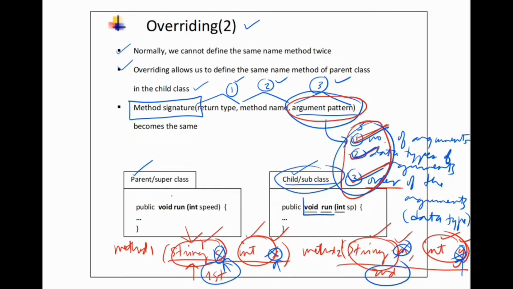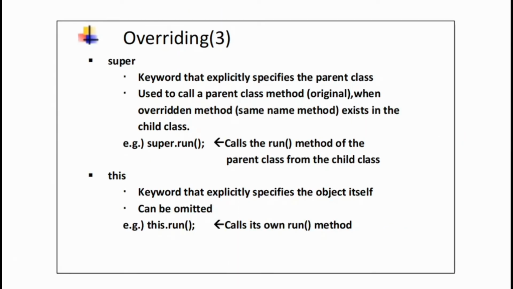When a child class redefines or changes the implementation of the inherited method, how do you know that this is the inherited method? Because they have the same return type, method name, and argument pattern. Then we are employing overriding. We have these two keywords which we use when we are employing overriding. First keyword is super. Super is a keyword that explicitly specifies the parent class.